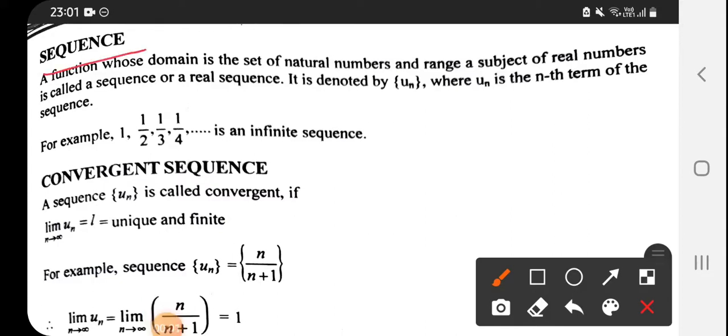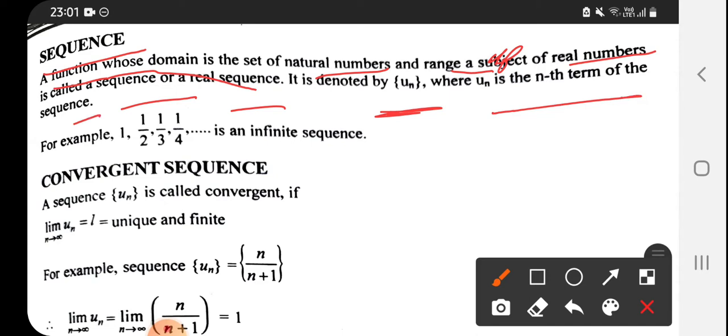A sequence is a function whose domain is the set of natural numbers and whose range is the set of real numbers. It is called a sequence or real sequence. It is denoted by un, where un is the nth term of the sequence. For example, 1, 1 by 2, 1 by 3 is an infinite sequence.